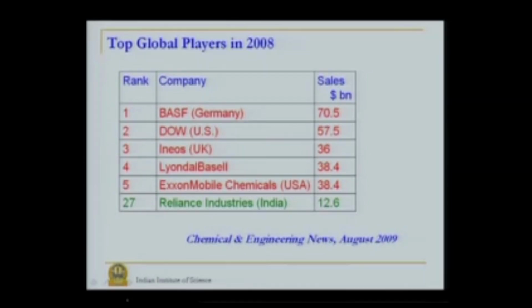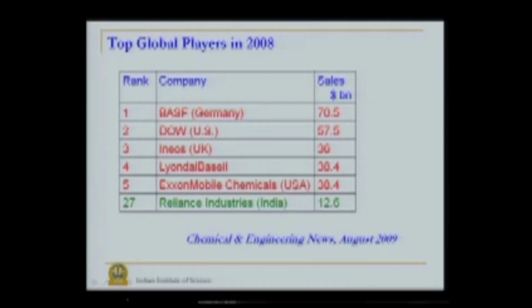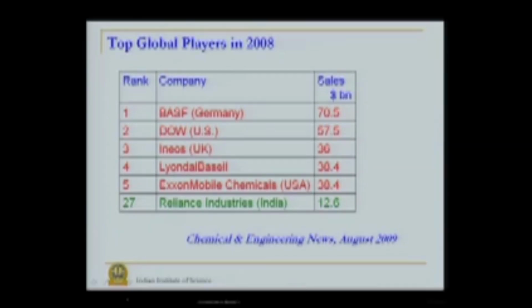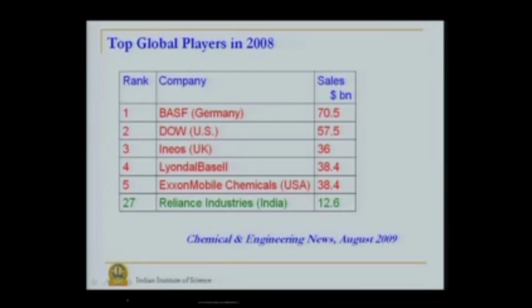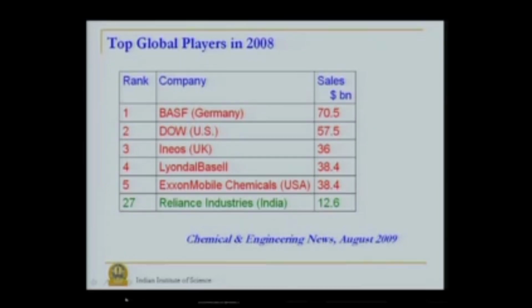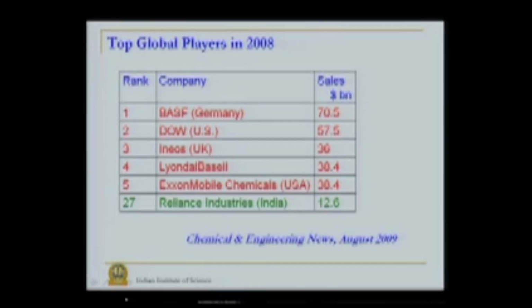These are actually companies which are conglomerates, or which have grown in volume by taking over smaller companies by acquisitions, mergers and so on. The fifth one is of course Exxon Mobil, and the last in the list that you see is our own homegrown company Reliance Industries, and that occupies 27th rank in the global scenario, having sales of about $12.6 billion annually.